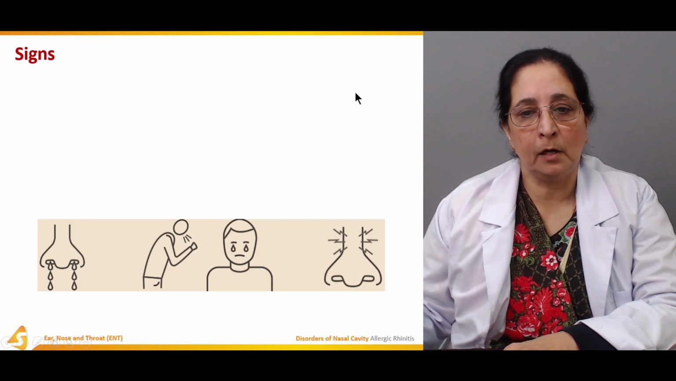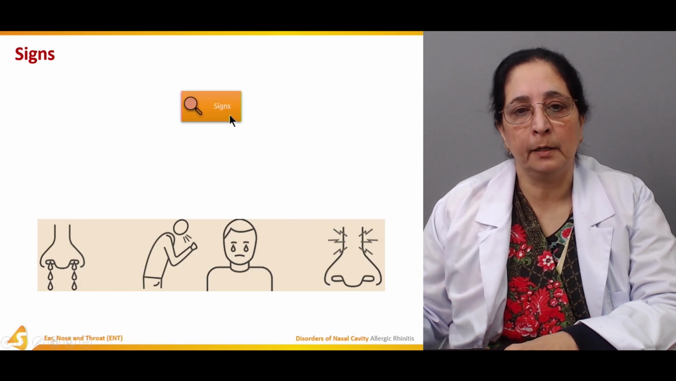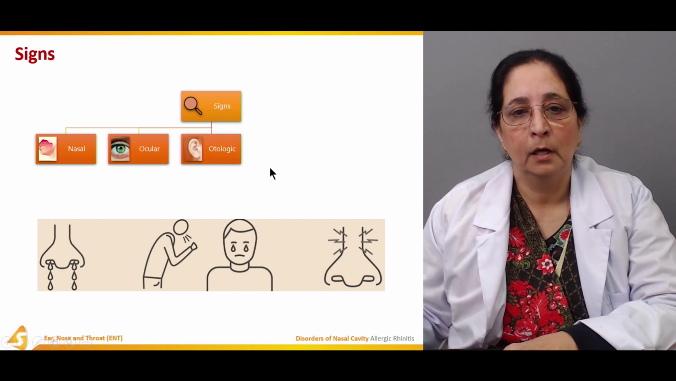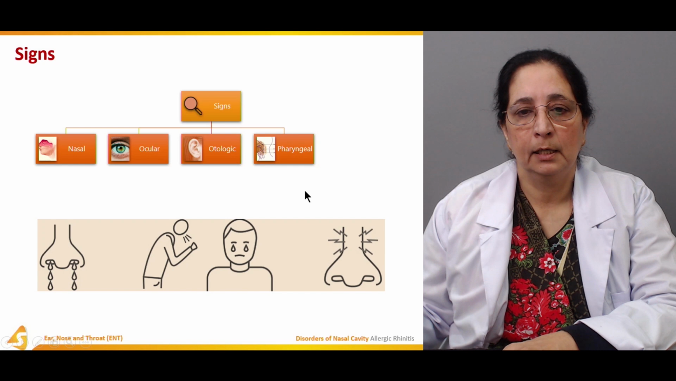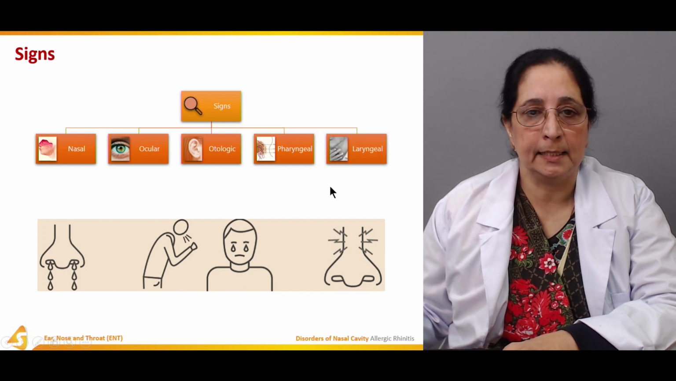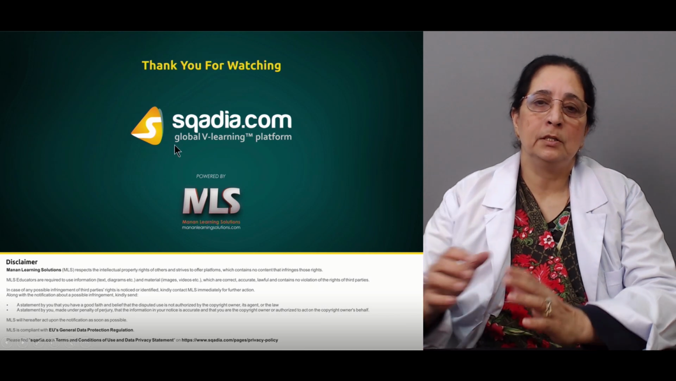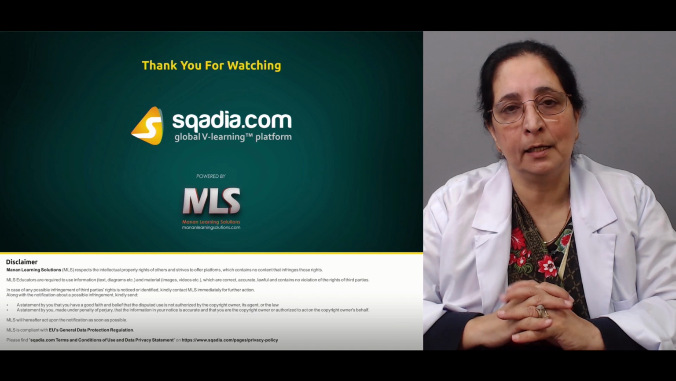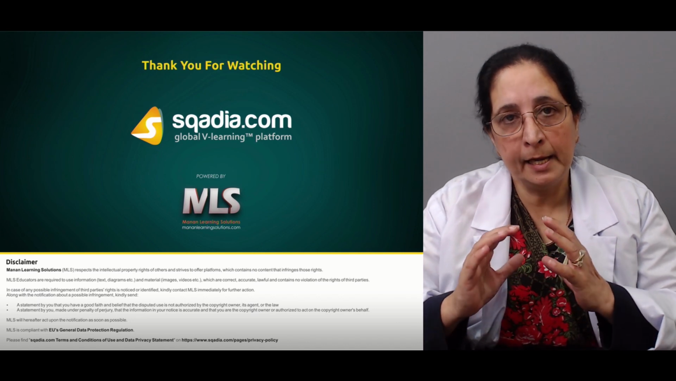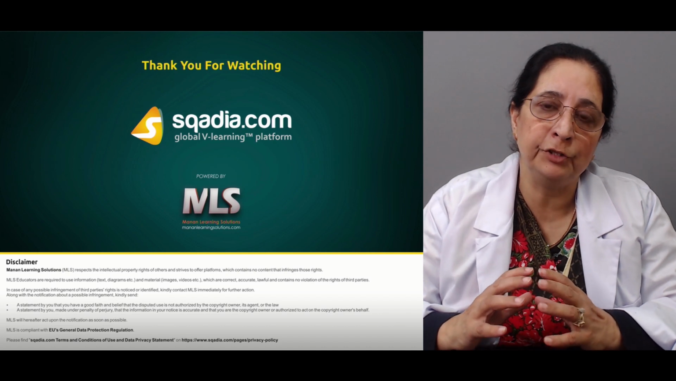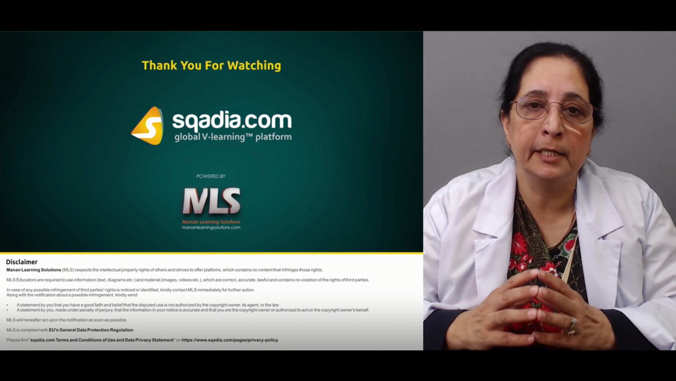Some signs are how the patient presents: we have nasal, ocular, otologic, pharyngeal and laryngeal signs. So this is all about the presentation and what is allergic rhinitis. And in this slide, we mainly talked in detail about the pathogenesis of allergic rhinitis.